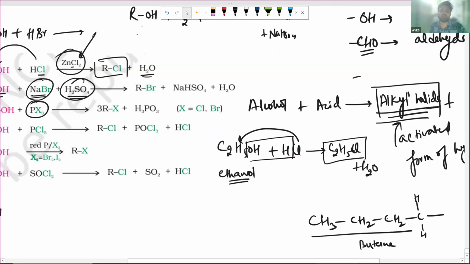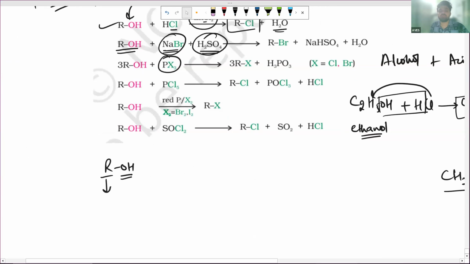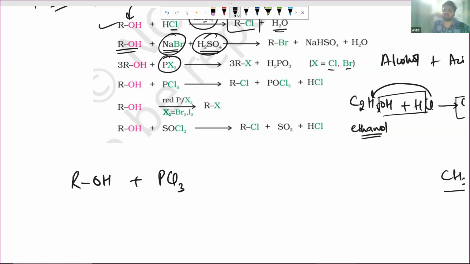Now, if I'm talking about ROH, when this ROH reacts with PX3, it will give you 3 RX and H3PO3. Let me explain. For example, if you have ROH, an alkyl alcohol, any alcohol you can take, and it is reacting with phosphorus trichloride, PCl3. I'm taking Cl instead of X, where X indicates a halogen such as chlorine or bromine.